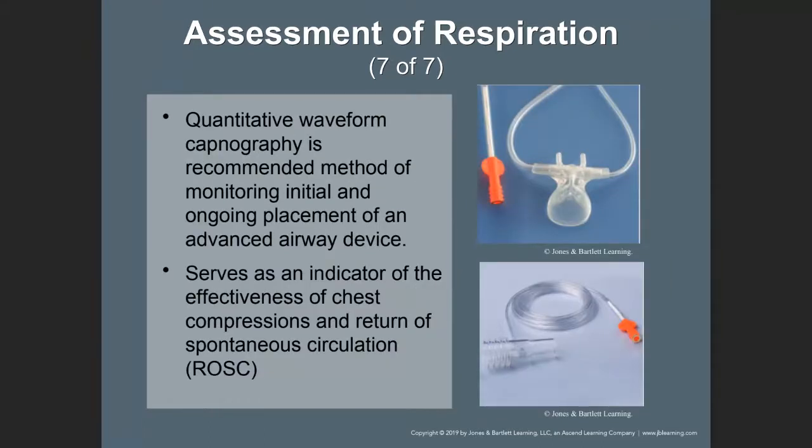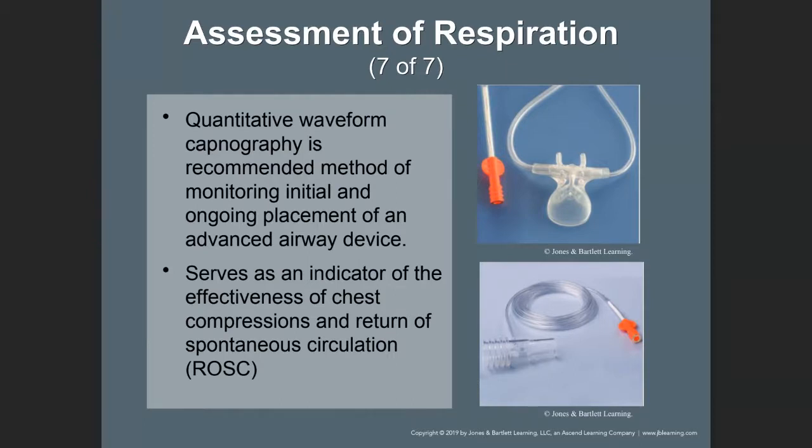Now, quantitative waveform capnography, and you have different types of devices. So you have the capnography that is done with the nasal cannula. So it's a nasal cannula, but it has two connection ports. One goes to the oxygen cylinder and the other one goes to the cardiac monitor. And you have the capnography attachment that can be attached to the BVM. So you have the nasal cannula one, and you have the one that can attach to the BVM.